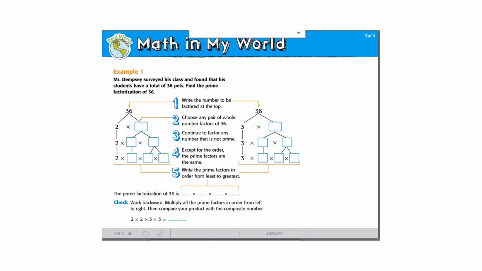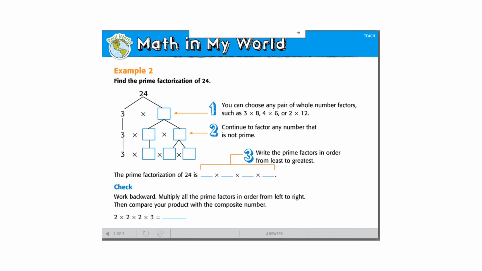Let's do example number 2. Find the prime factorization of 24. We did this one in our notes. So let's choose 3 times 8. I'm going to cross these out and I'm going to circle that 3.